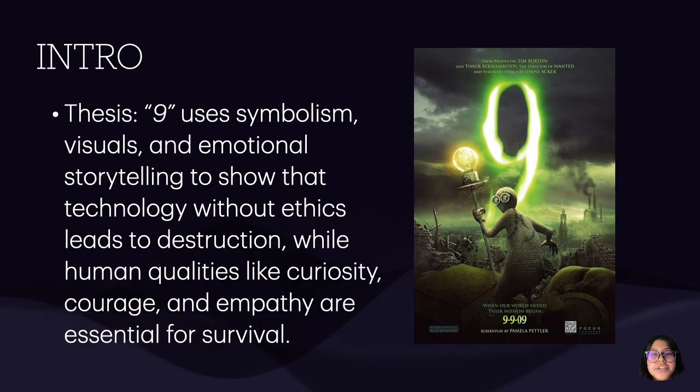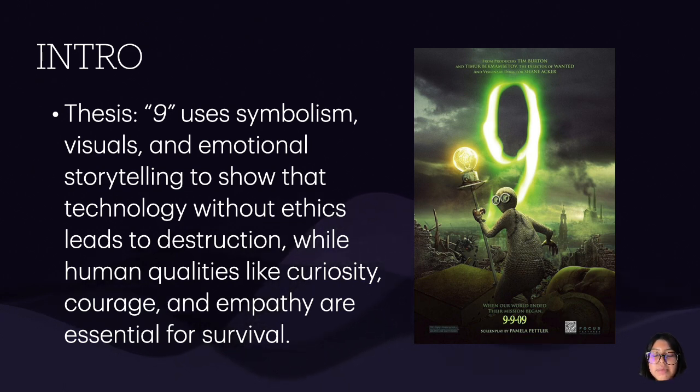The film Nine, directed by American director Shane Acker, may seem like a simple dystopian story about survival, but rhetorically it constructs a warning about technology, war, and ethical responsibility. By analyzing both the text and context, I argue that Nine uses symbolism, visuals, and emotional storytelling to show that technology without ethics leads to destruction, while human qualities like curiosity, courage, and empathy are essential for survival.